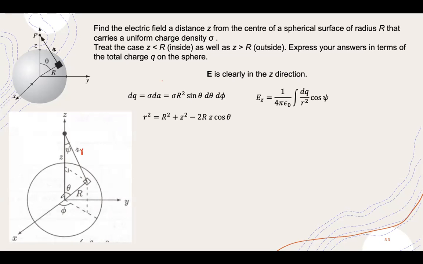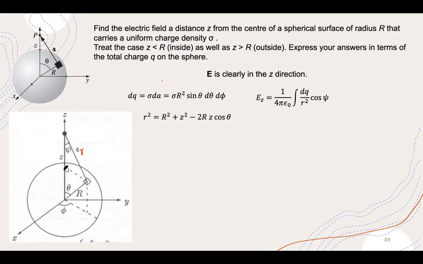So you can write with this triangle and use the cosine law, and you can say that r square is given as R square plus z square plus 2Rz cos theta. Okay, in terms of this angle given here. So that's why we have to find things in terms of whatever is given. So this is done. So r square we found. Now dq also found. Now we have to see cos psi.